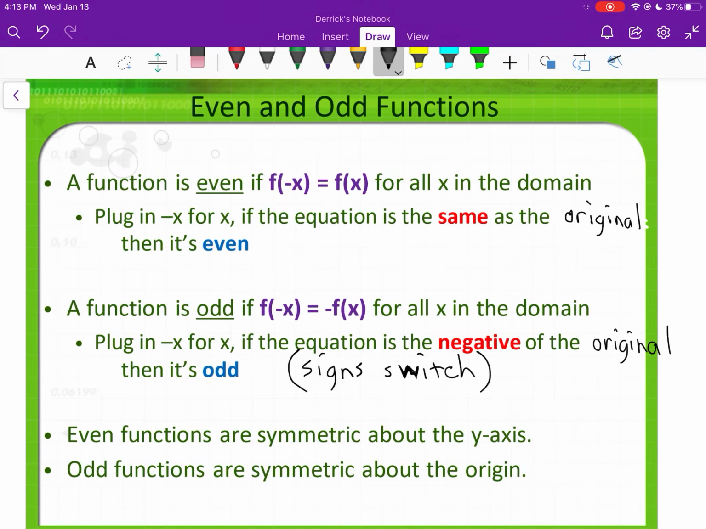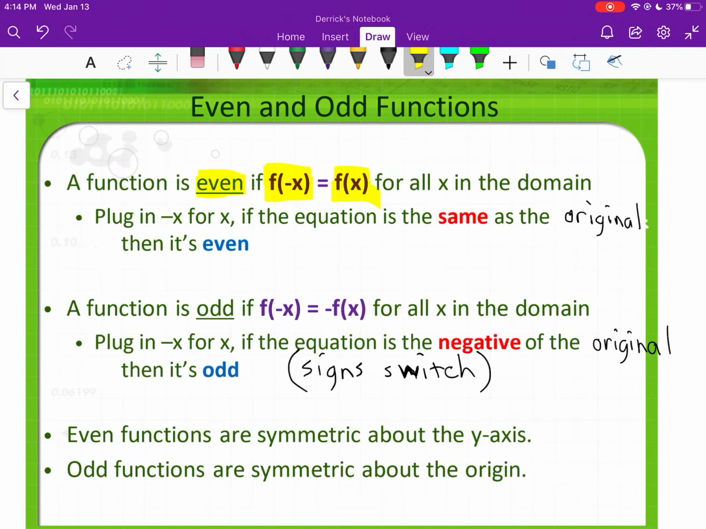So what we're going to do is run a couple tests on each function and see which one it passes, or maybe it doesn't pass either of them. We'll start talking about the even test. If a function is even, what that means is if you find f of negative x, it will be exactly the same as just f of x.